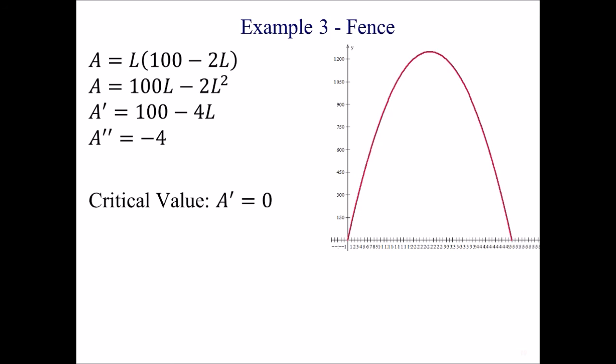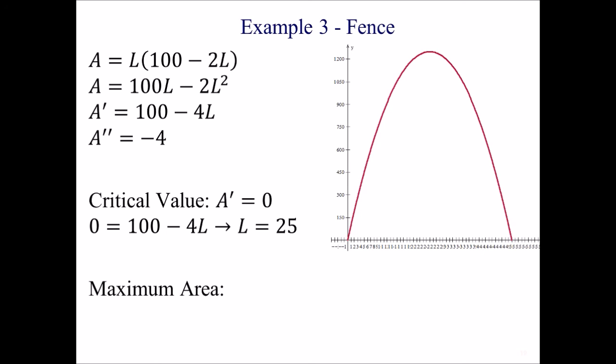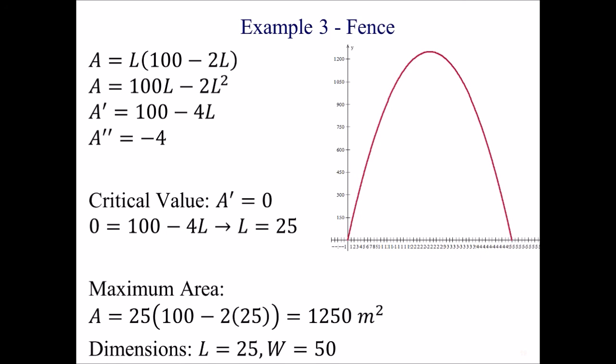Next task is to calculate a critical value. To do that, I set the first derivative equal to 0. That means 100 minus 4L equals 0. You can easily confirm that the critical value occurs at a length of 25. To compute maximum area, I substitute my length of 25 meters into the area formula. This yields a maximum area of 1,250 square meters. To find the dimensions, I simply plug 25 into 100 minus 2L. That leaves a width of 50.